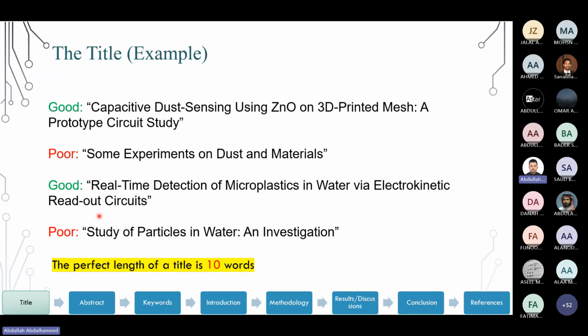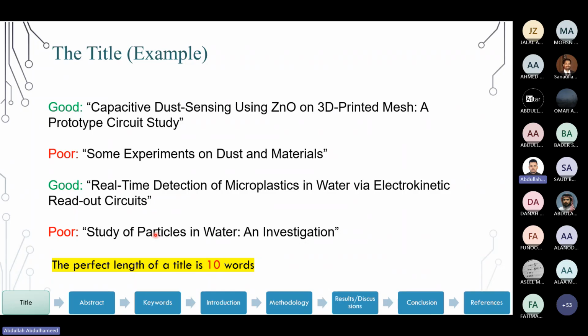Another example, as you can see here: real-time detection of microplastic in water via electrokinetics readout circuits. Something similar. They have a lot of technical terms. They mention microplastic detection. So it is very clear what these people are working on. In the poor example, the title says study of particles in water and investigation. What investigation? This is also not clear. And study of particles. What type of particles? So you need to know how to create a title.